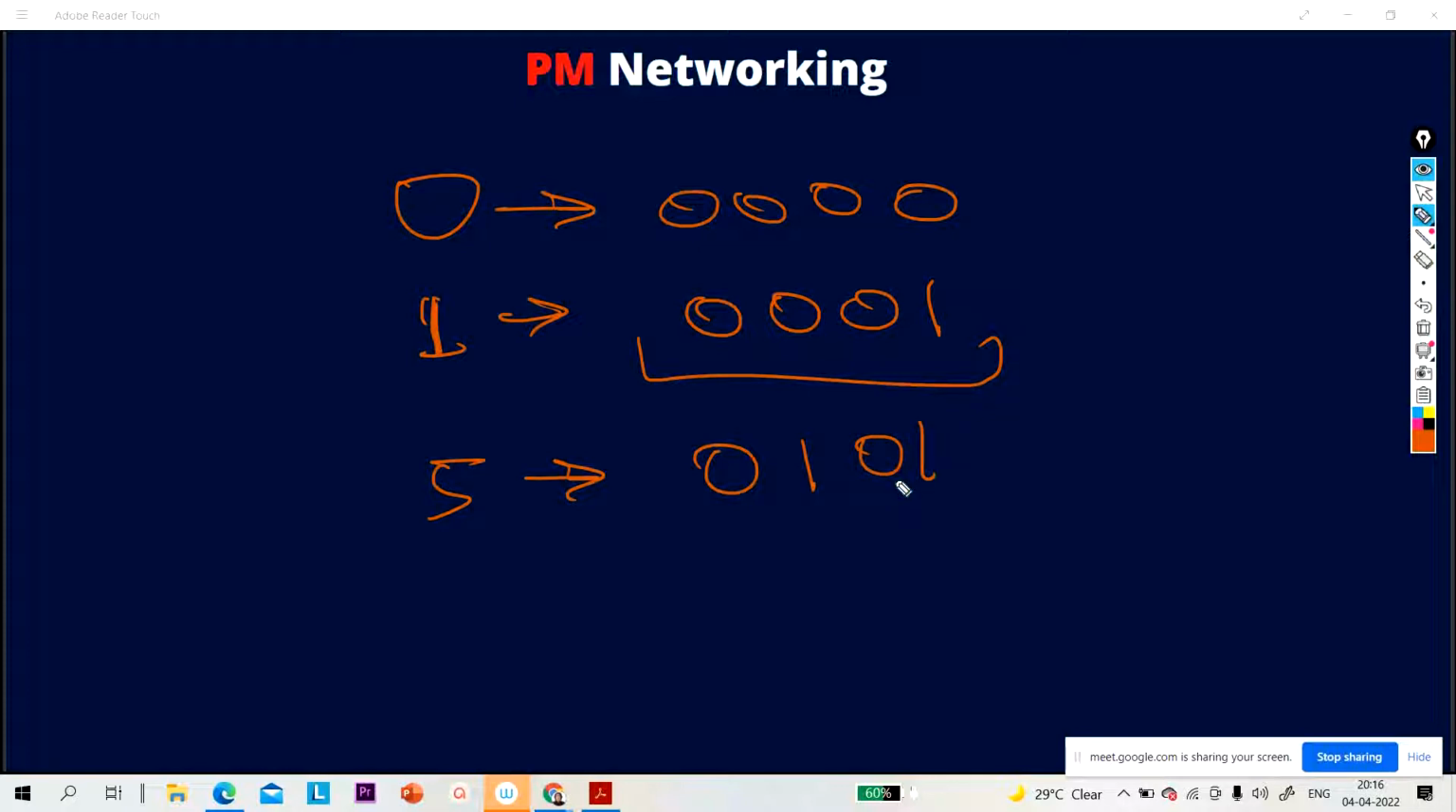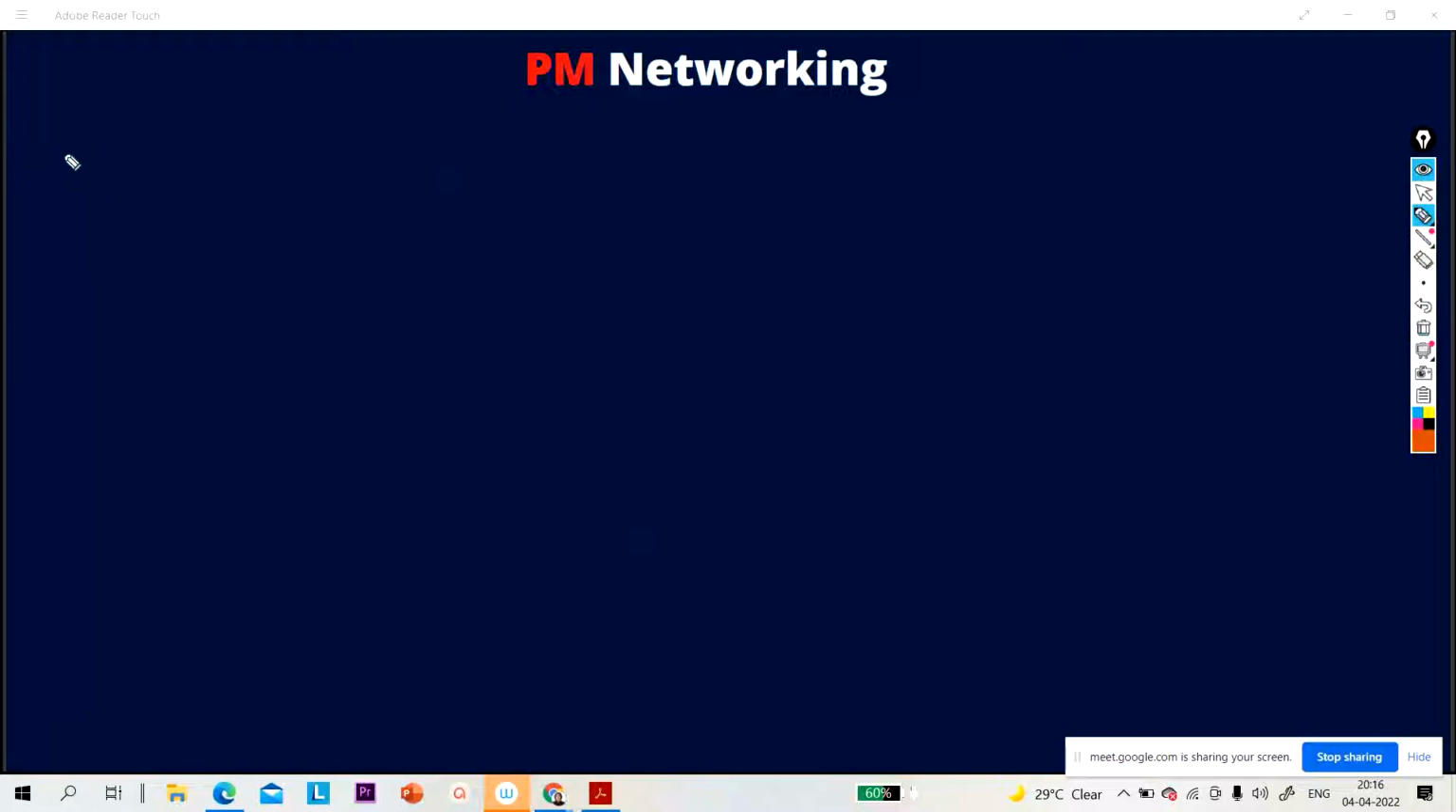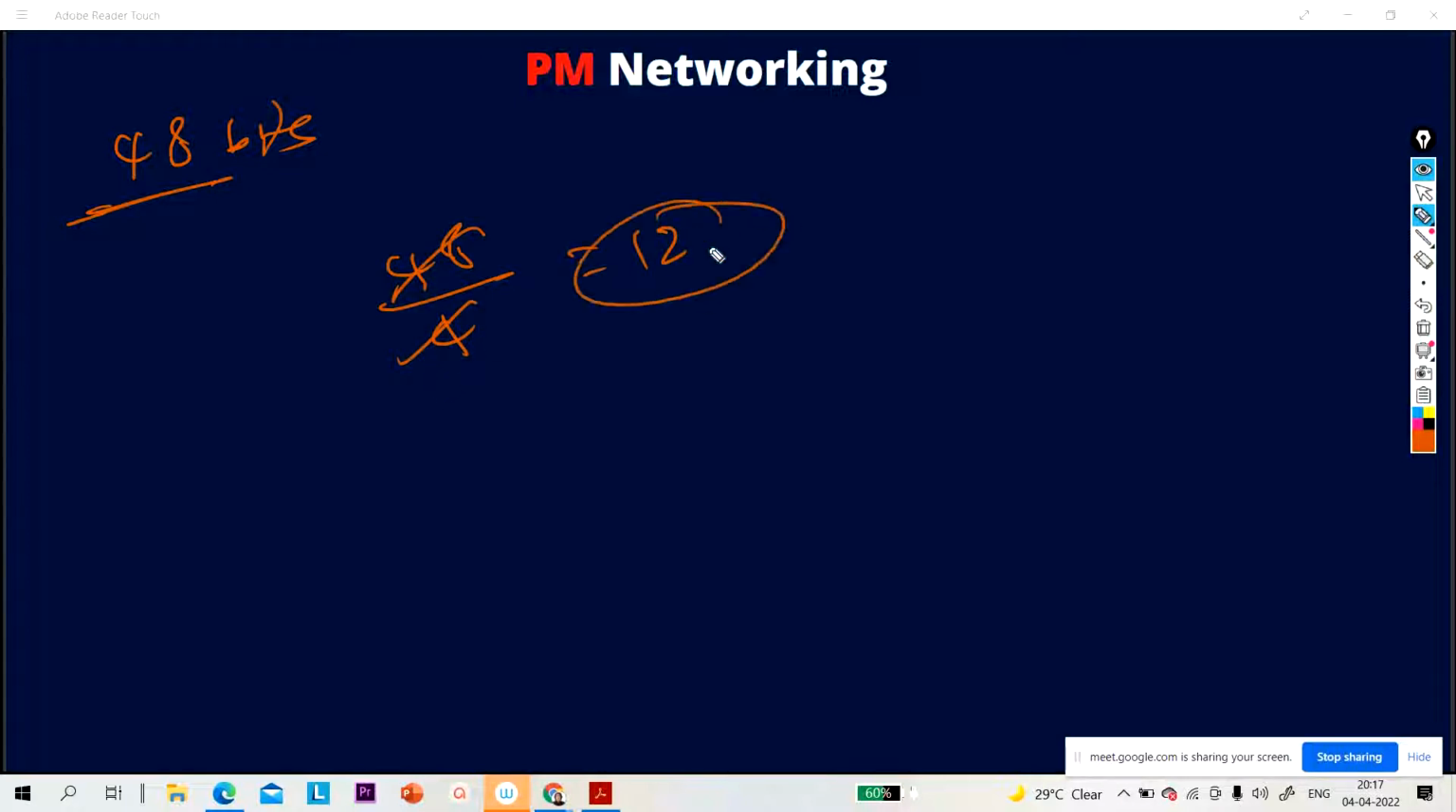Am I right? Yes. So, a MAC address is a 48-bit address. So how many characters will there be? 48 divided by 4 bits is 12. So there will be 12 characters in a MAC address.